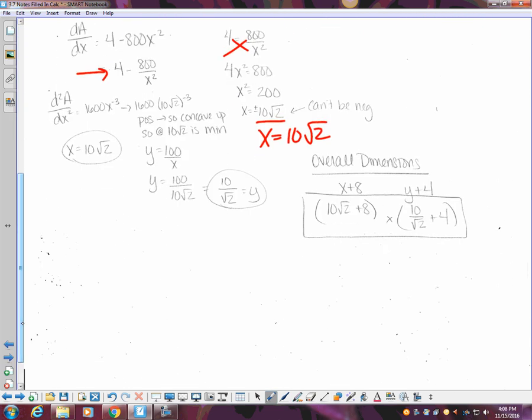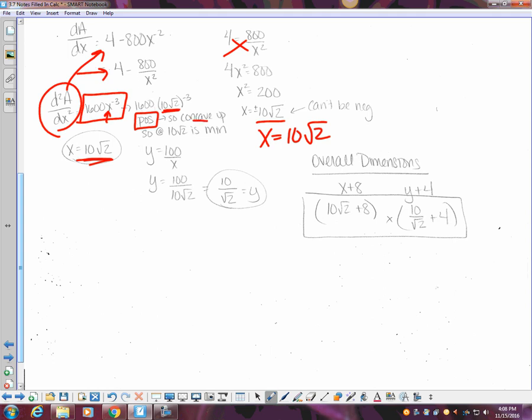Okay, so I'm going to take the second derivative of this. Okay, well the 4 is going to go away. Negative 800 times negative 2 is a positive 1600. Then take one more off the power, so x to the negative third. Okay, so this is my second derivative. It's not always positive or always negative. Okay, I've got to see where it is at 10 root 2. So I plug my 10 root 2 in and do some math, and I find out that it's positive. I don't care what number it is, but I find out that at 10 root 2, I'm going to get a positive answer.